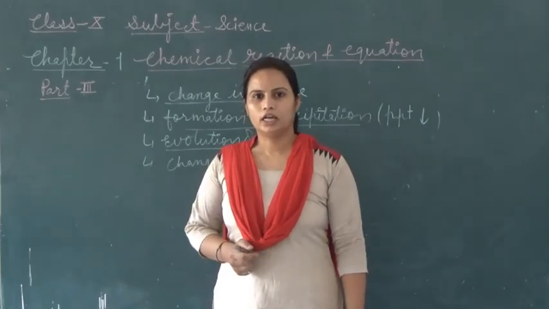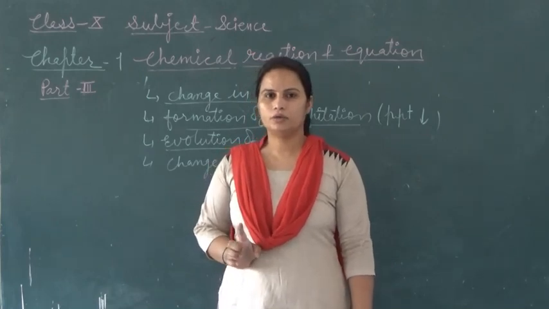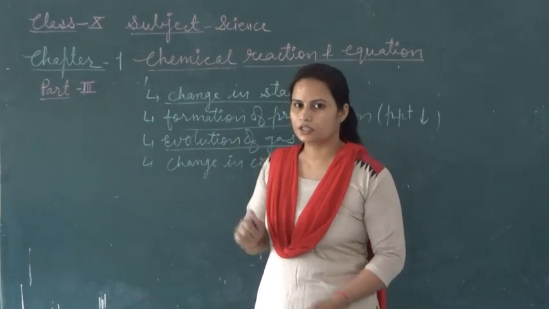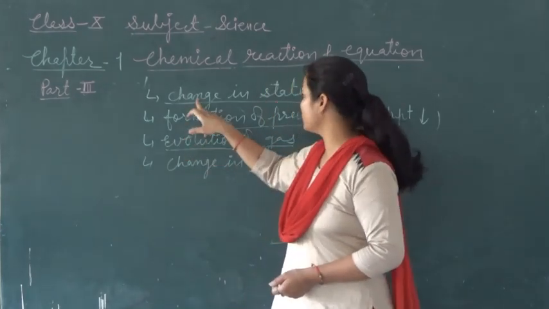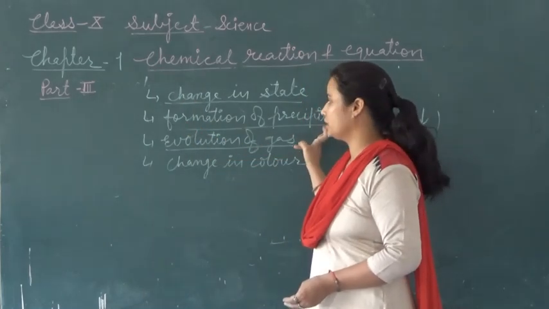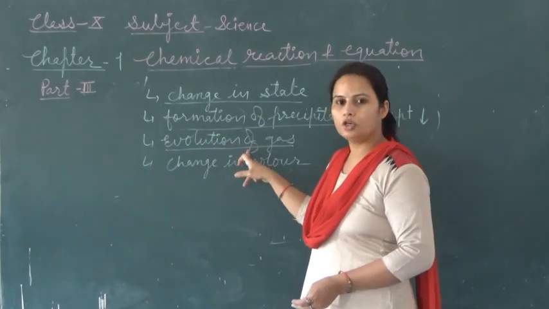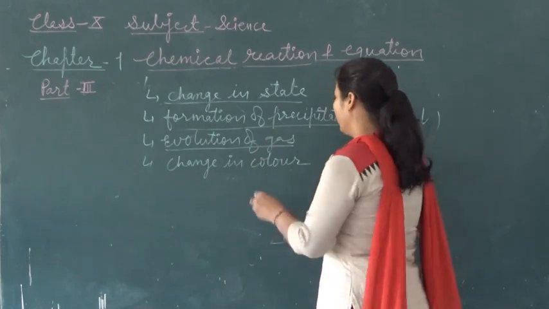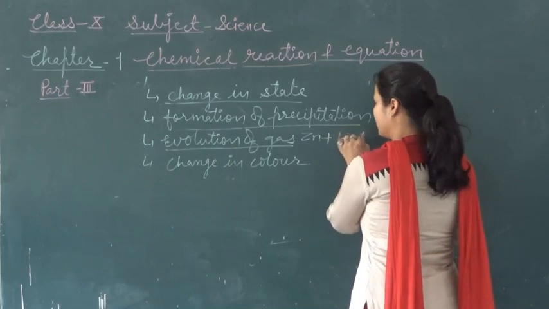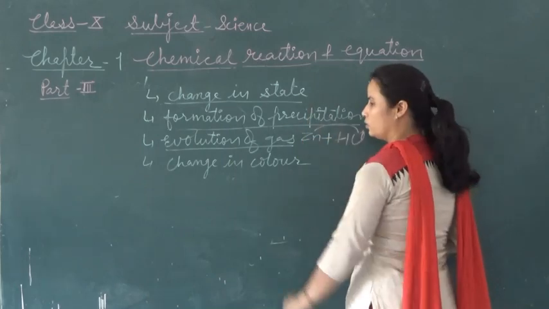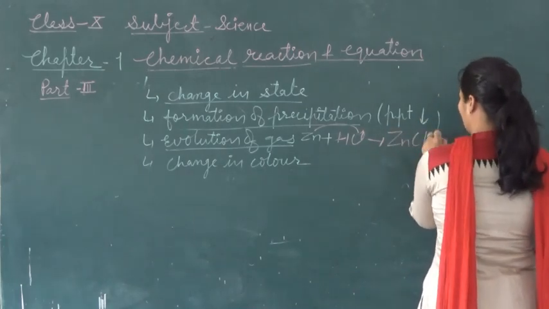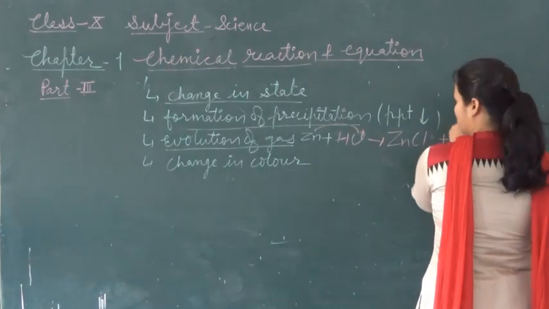Hello students, in my previous lecture I told you about the changes that occur during a chemical reaction. I told you three changes. The first one is change in state, the second one is formation of precipitate, and the third one is evolution of gas. I told you that when a zinc granule reacts with hydrochloric acid, it forms ZnCl2 and evolves hydrogen gas.